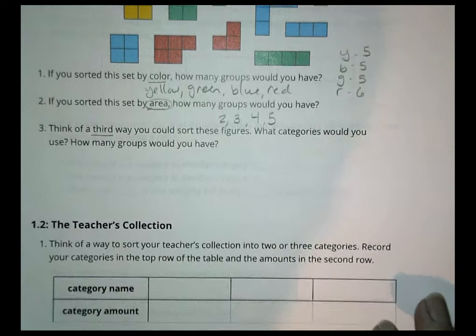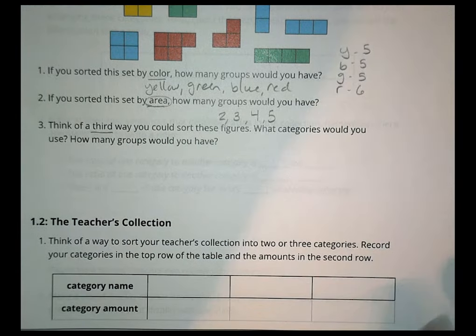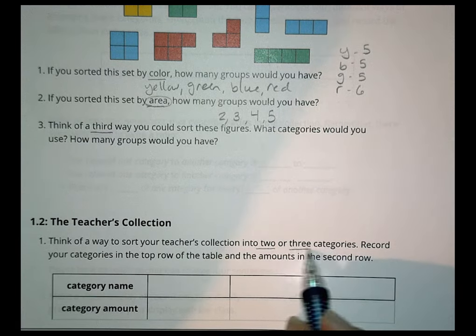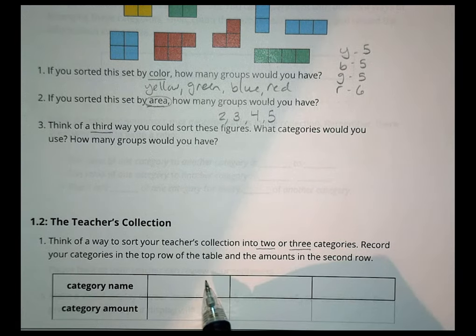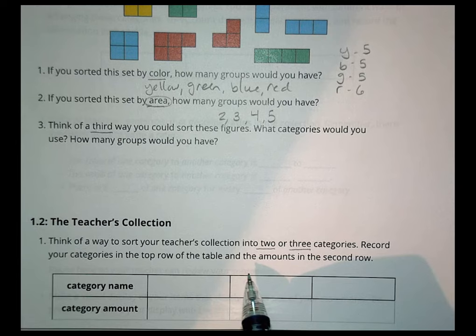So we have here, it says the teacher's collection. Think of a way to sort your teacher's collection into 2 or 3 categories. Record your categories in the top row of the table and the amounts in the second row. So what I did real quick is I just drew some pictures here.